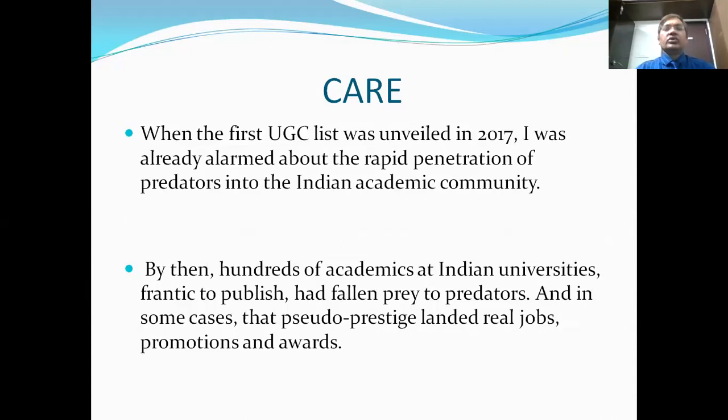In the year 2017, I was alarmed about the rapid penetration of predators. By that time, 2017, there were many predators. They were flourishing, mushrooming, all this type of publication houses in the Indian academic community. So by then, hundreds of academics at Indian universities, frantic to publish, were just falling prey to these predators. So that's what is happening right now.